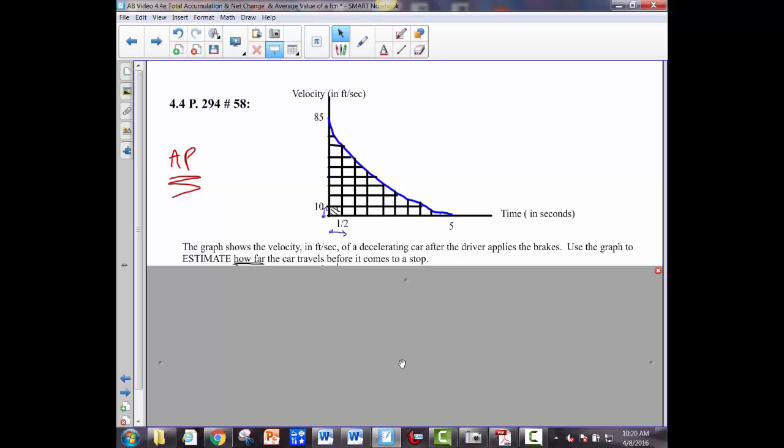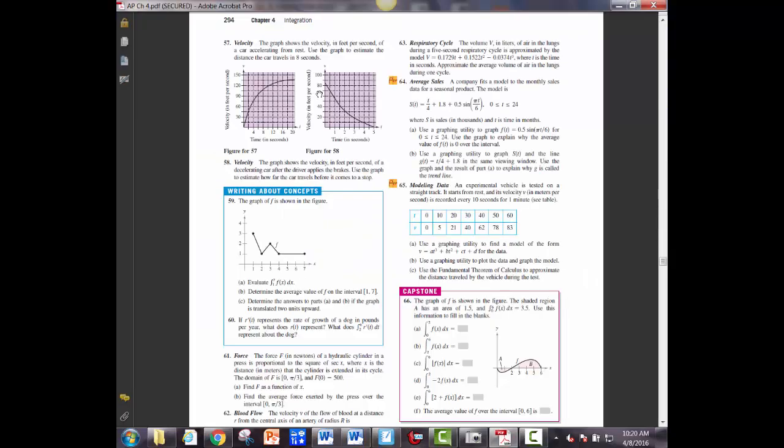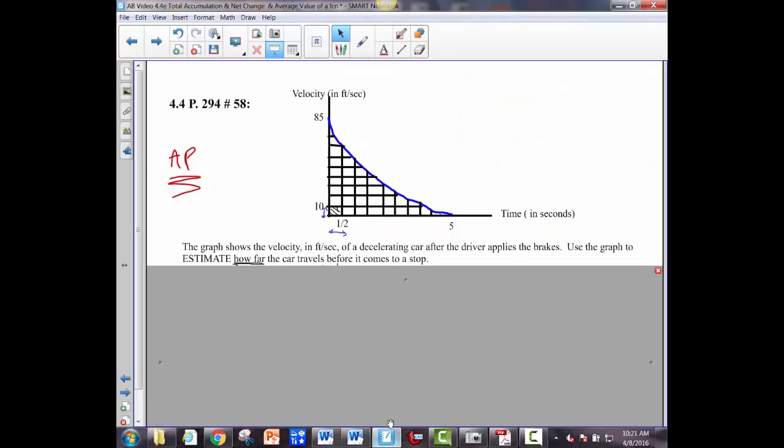Each box, if you look at this picture, the y-axis is going up by 10, 20, 30, 40. So the y-axis are units of 10, but the x-axis is a half, 1, 1.5, 2. Okay, so this is in seconds, so that's a half a second, 1 second, 1.5 seconds, 2 seconds. This is 10 feet per second, 20 feet per second, etc.